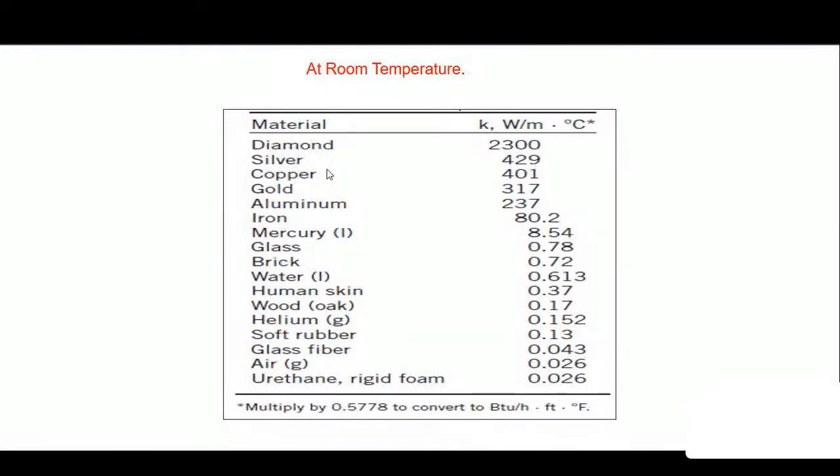Then followed by silver, copper, gold, and all the other things. We are going to discuss the conductivity in more detail in a separate lecture afterwards. Convection, as I told you, is the second mode of heat transfer. Before we start convection, let us once again go back to the basics of convection.